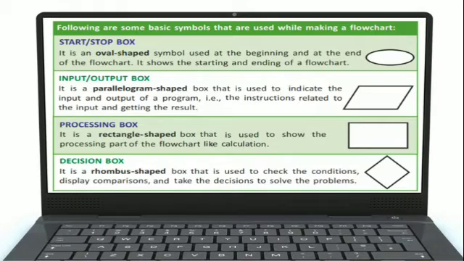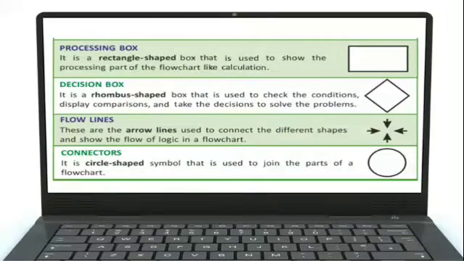The next one is the decision box. Sometimes we have to check some conditions. Those conditions will be written in a diamond shape or rhombus shape box. That's why this box is known as the decision box. Many times in programs we have to choose between two outcomes, either yes or no. In that case, we have to use the decision box.